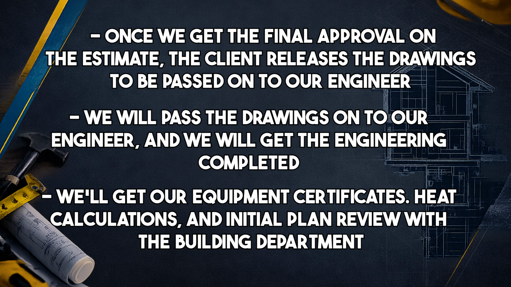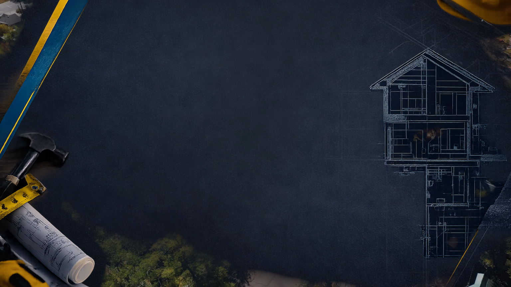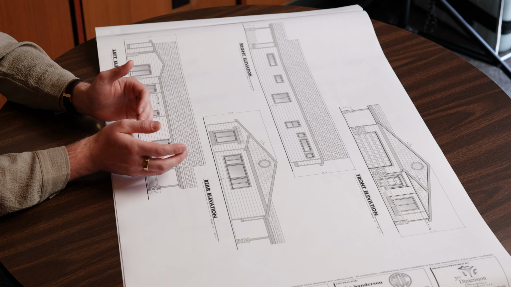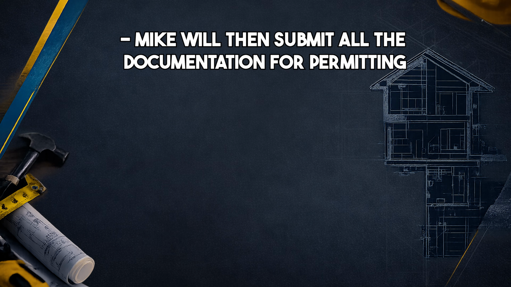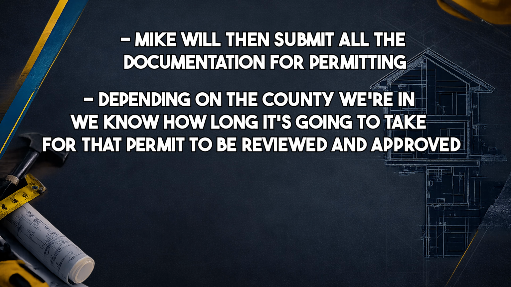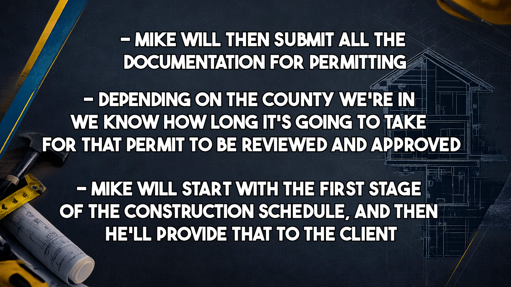We'll get our equipment certificates, we'll get our heat calculations, we will do an initial plan review with the building department, depending on what county you're in. We like to do that just before submittal, kind of streamlines the process, make sure the planning department's happy with everything. Mike will then submit all the documentation for permitting based on the county we're in. We know kind of how long it's going to take for that permit to get reviewed and approved. Mike will start with the first stage of construction schedule, and he'll provide that to the client.